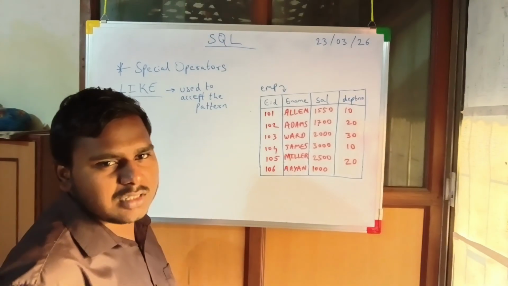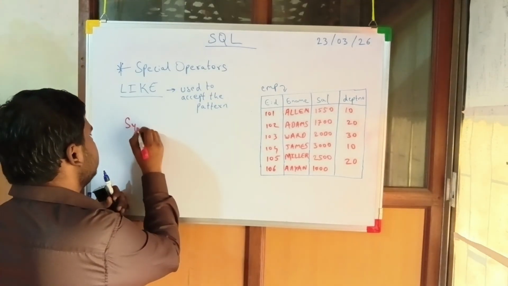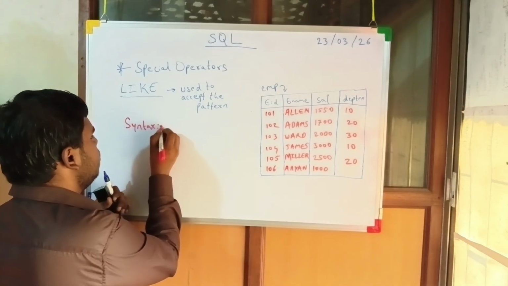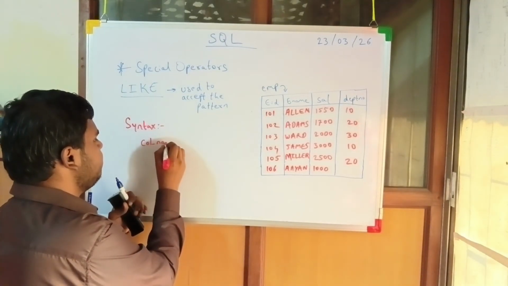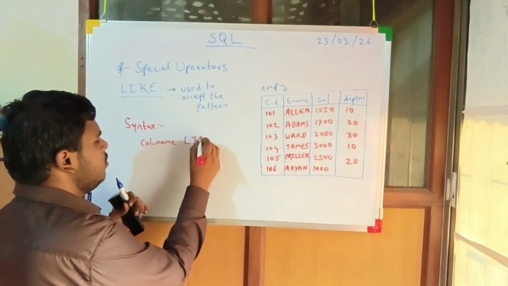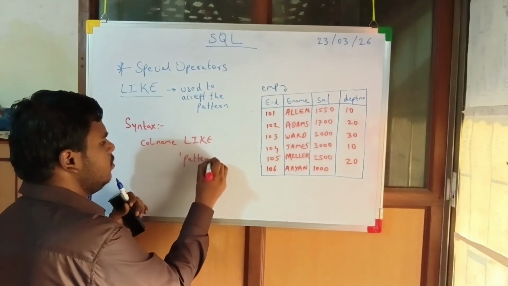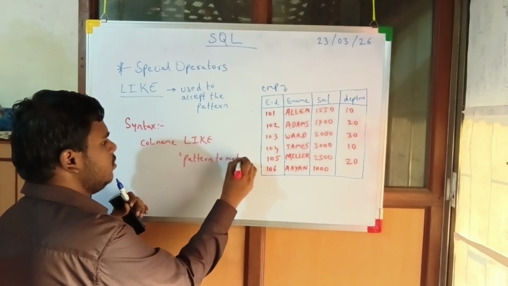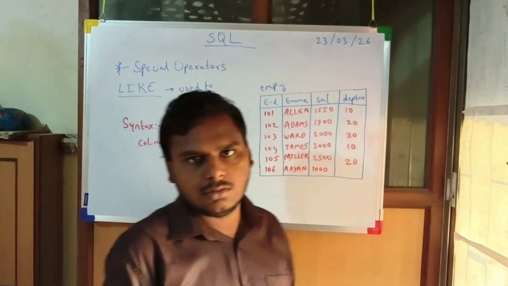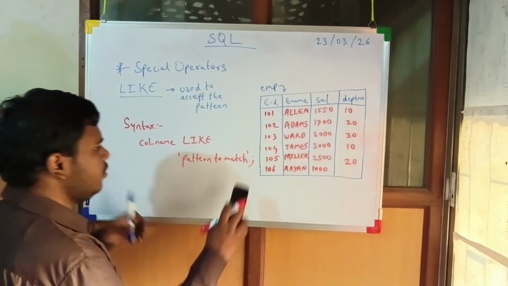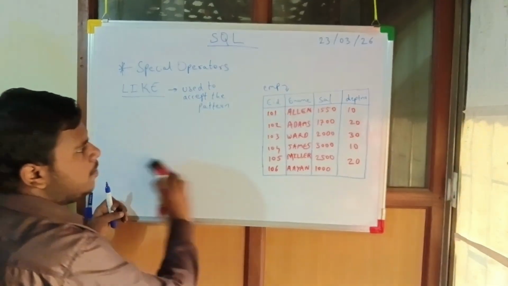So first of all, let's see the syntax. In the where clause, after the where keyword you will write the column name, like, and the pattern to match. You will write the pattern in single quotes and enter it in the where clause. Whether to enter it or not depends on the question, but this is the syntax. Column name like pattern to match.